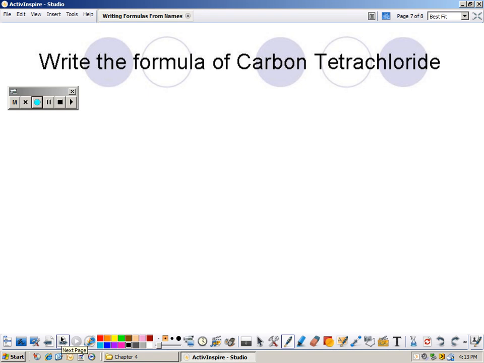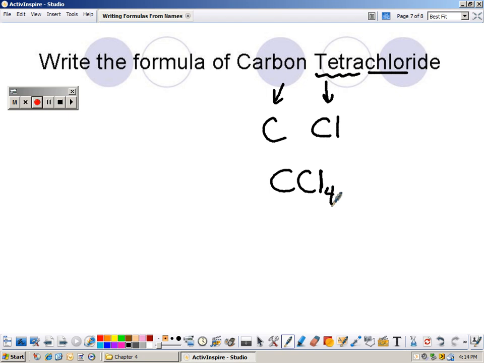Carbon tetrachloride. So you have carbon, which is a nonmetal. Tetra and chloride. The root part tells you that that's chlorine, so you have carbon and chlorine. There's no prefix here for carbon, so we leave that alone. Tetra means that there's 4 chlorines. So if we put this into a formula, it's 1 carbon to 4 chlorines.